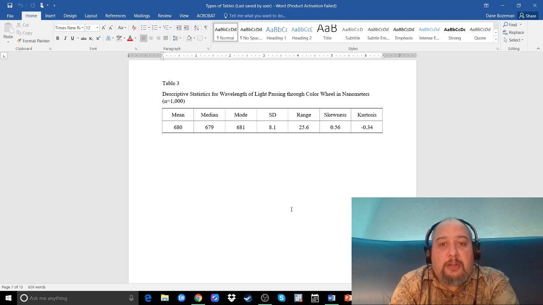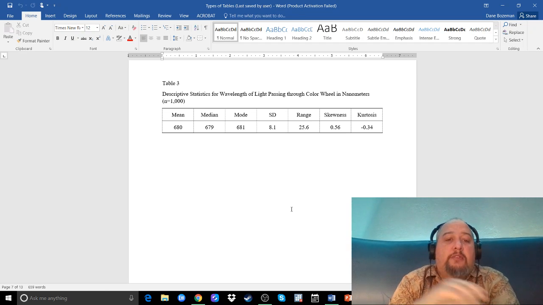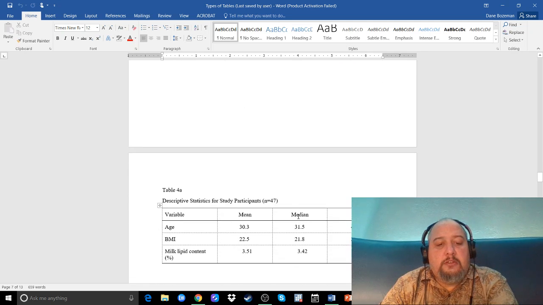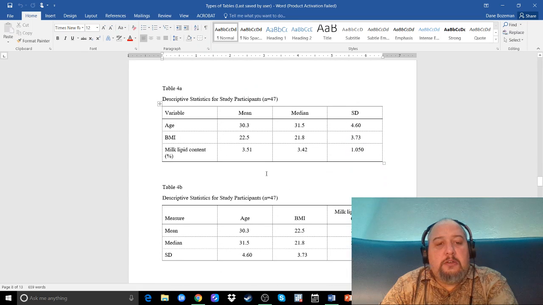So the first table that I'm presenting is from a univariate descriptive analysis. If you notice, got the table number, short description, and here's the table. If I come to the next page, this is multivariate. It'd be the same thing if I had bivariate.